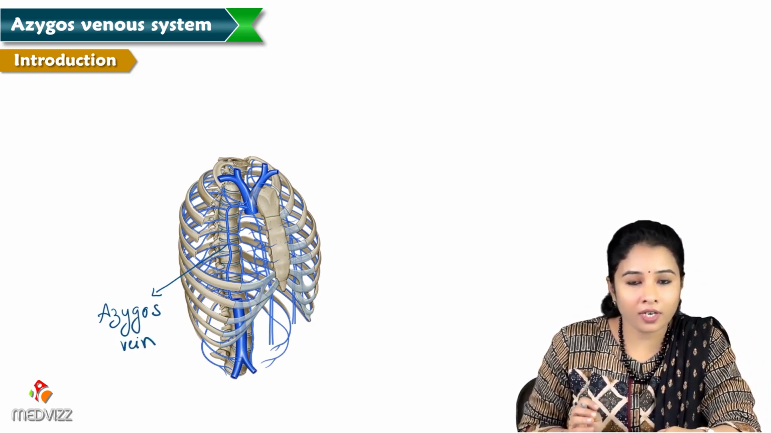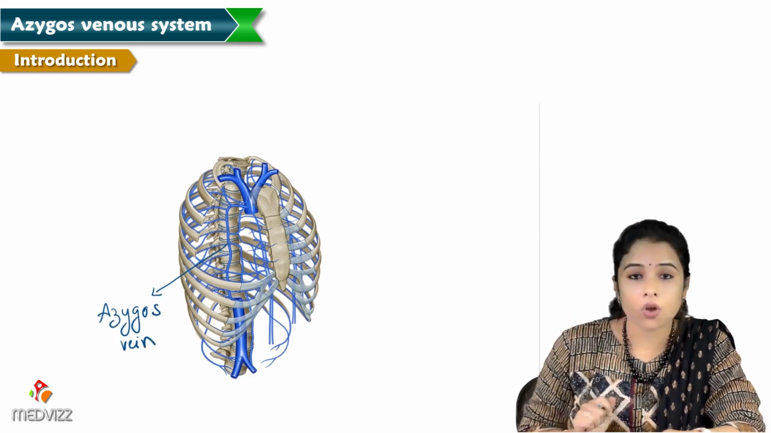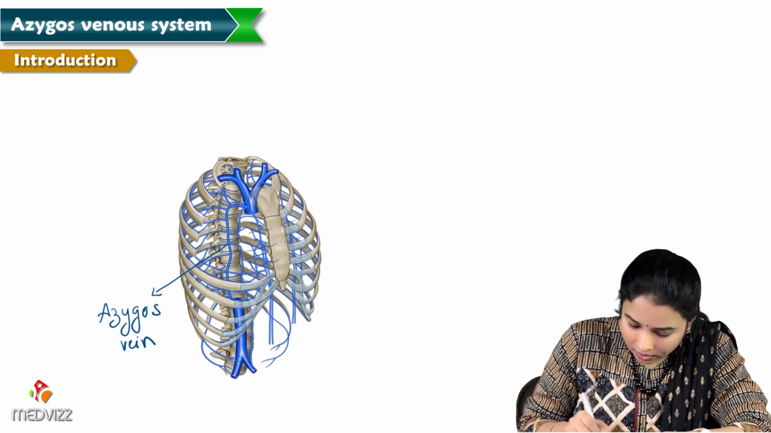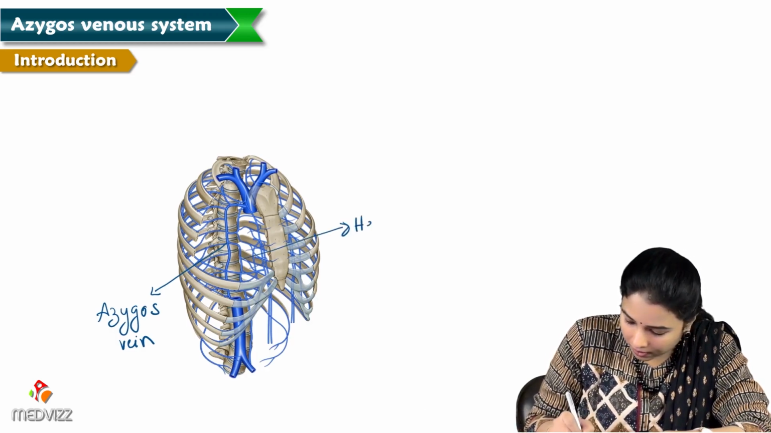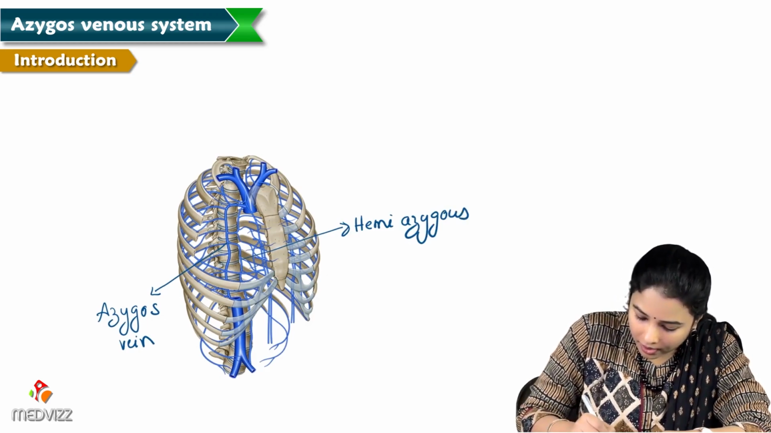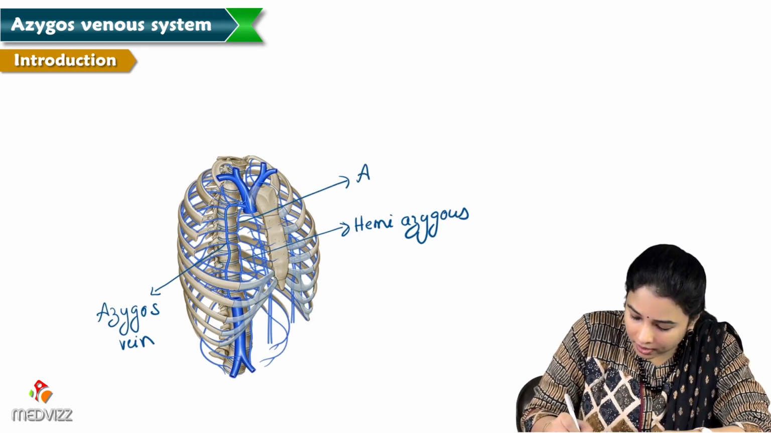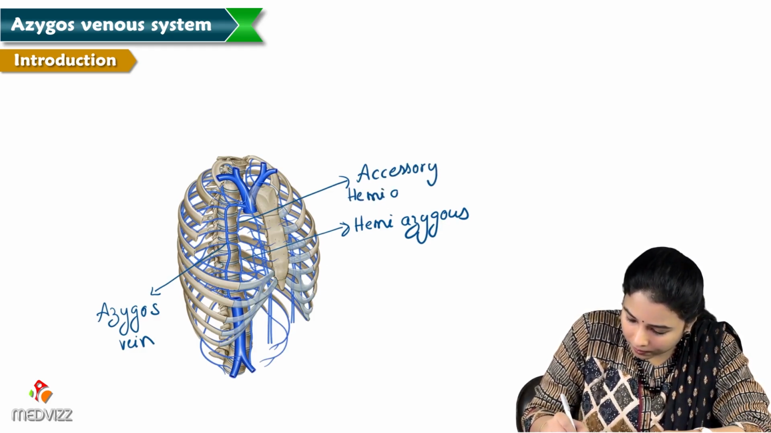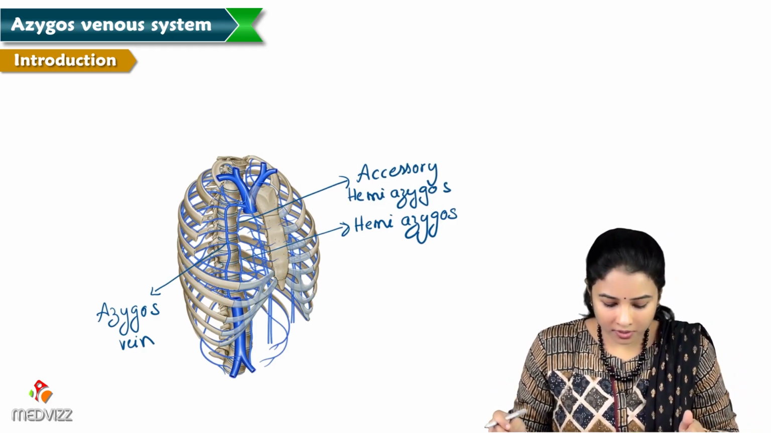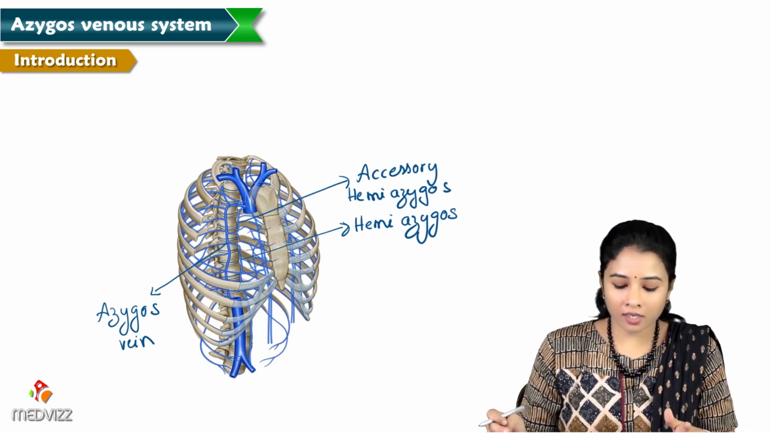Azygous vein is present on the right side of the body. On the left side, there is no azygous. It has got hemiazygous and the accessory hemiazygous. So we are going to discuss these three veins in detail.